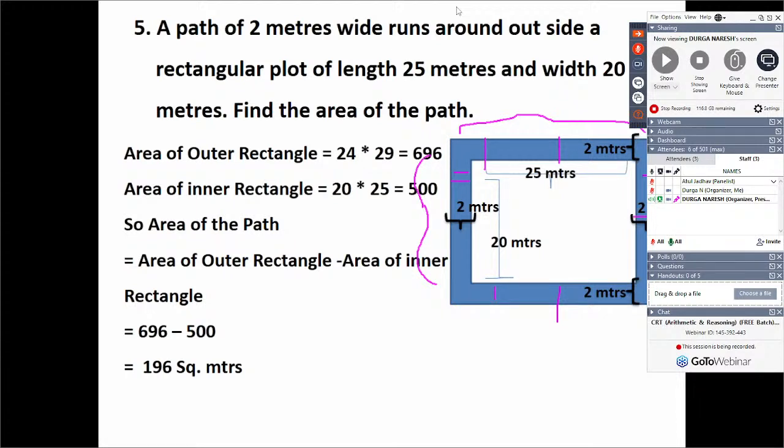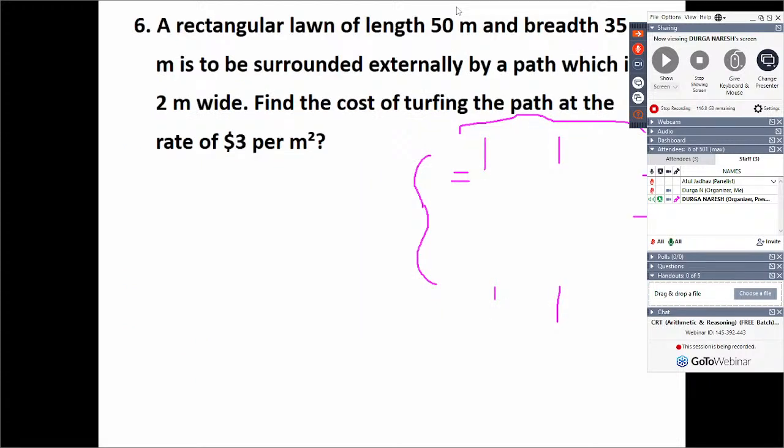For example, if you want to work for this particular path, payment of tiles, payment of marbles, or to paint, or to put the road or anything. For example, if they mention the price for every square meter is 1 rupee, for 196 square meters it is 196 rupees, like that. Okay, write down one more example with the same model.